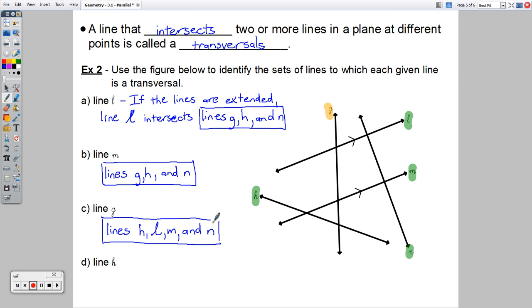And likewise for line H, I'm just going to switch these around. Now we're talking about line H. Does line H cross N? Yeah, it's going to cross down here. Does it cross M? Yep, it crosses right there. Does it cross L? Well, yeah, it will eventually out here. And does it cross G? Yep, definitely crosses G. So we have lines G, L, M, and N.